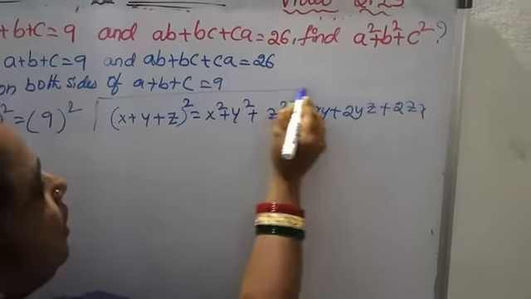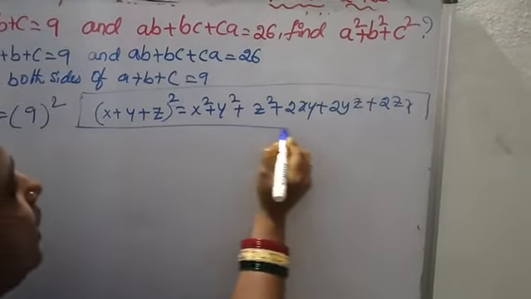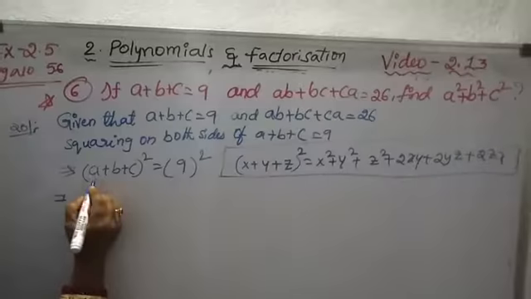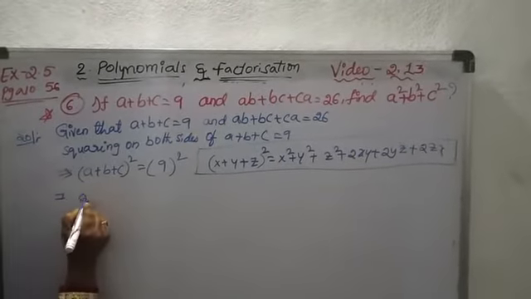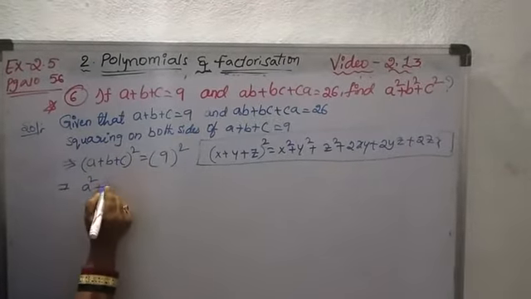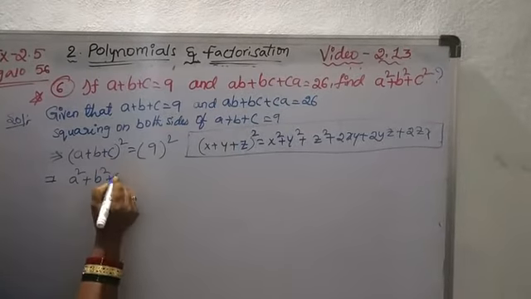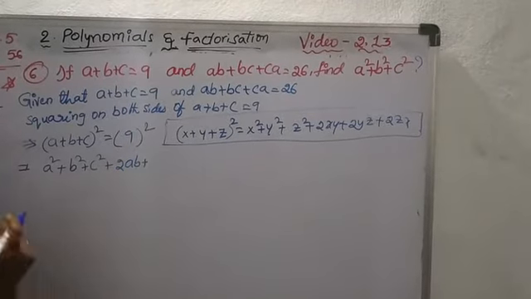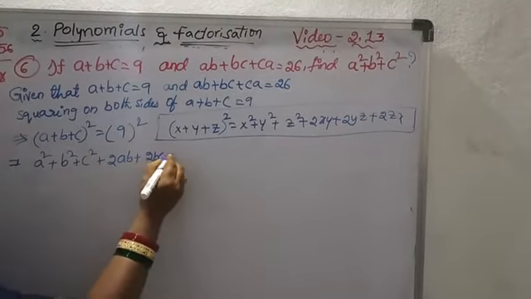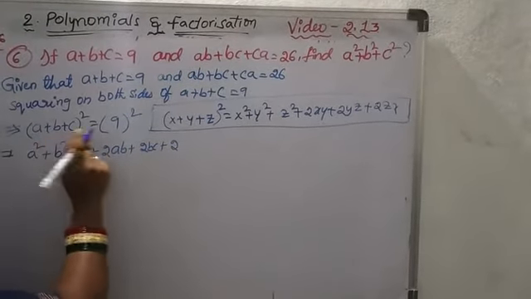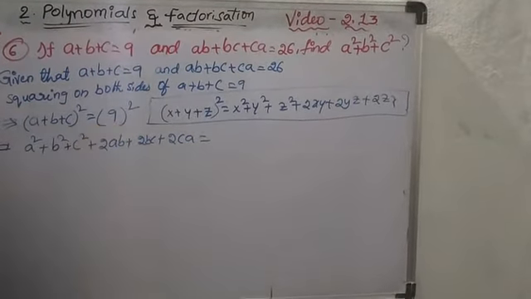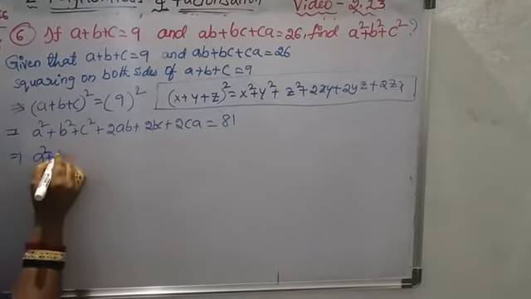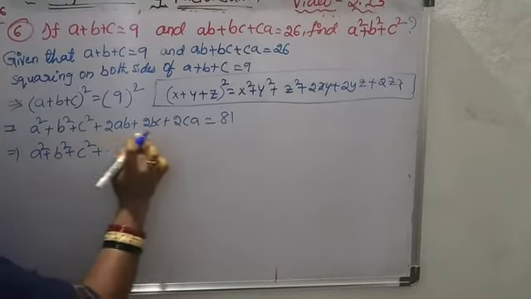So according to this algebraic identity, we have to expand (a + b + c) whole square. This is x, y, z. x square means a square, plus y square, b square, plus z square, c square, plus 2 into xy means ab, plus 2yz, bc, plus 2zx, ca, is equal to 9 square. 9 multiplied twice, 9 9s are 81.